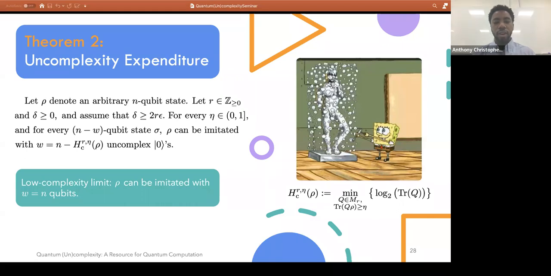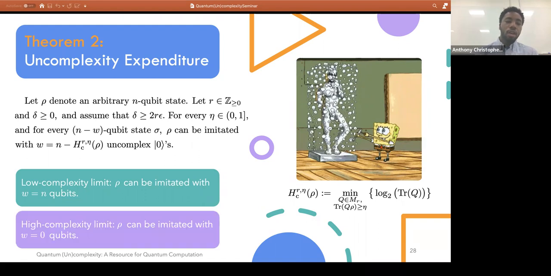So again, we look at the low and high complexity limits. In the low complexity limit, rho can be imitated with n qubits. So in that case, we're just trying to imitate an arbitrary n qubit state. We start off with low complexity, and so we're going to need a lot of qubits in order to get there. In the high complexity limit, it's going to be the opposite.